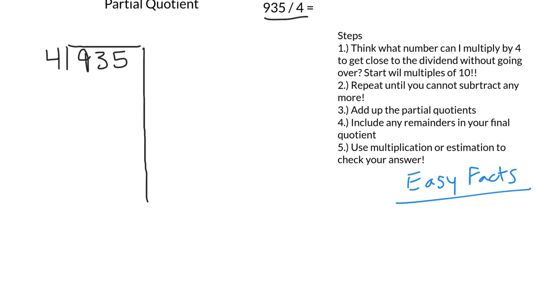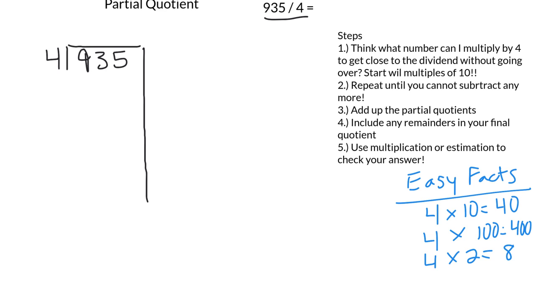Now, you're going to use multiples of 10 to help you out. So I'm just going to write 4 times 10 right here, and I know that product is 40. And I know that 4 times 100 is 400. I'm also just going to do 4 times 2 equals 8, okay? I'm going to show you how we're going to use these, and then some of you might adopt this strategy, some of you might not think it is useful.